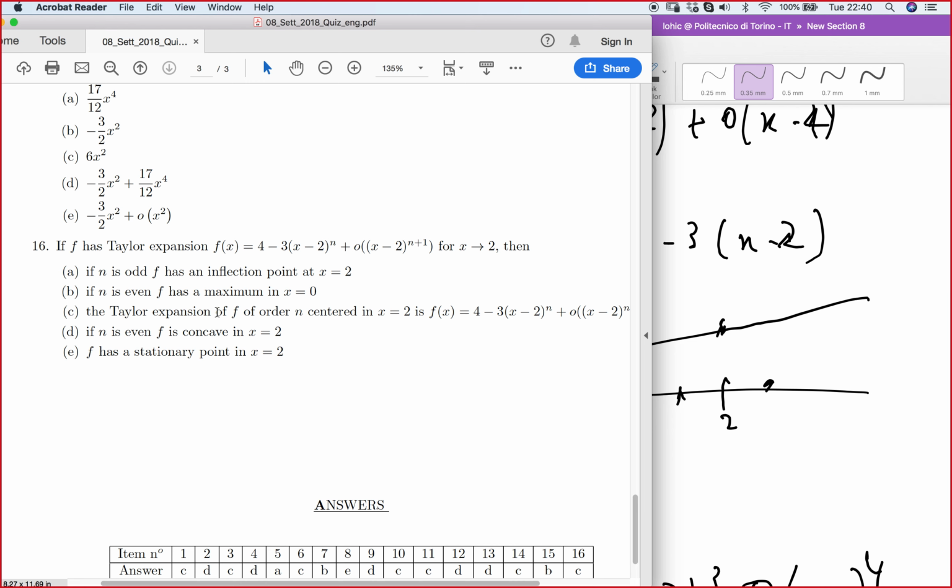Okay, C: the Taylor expansion of f of order n centered at x equal to 2 is this.